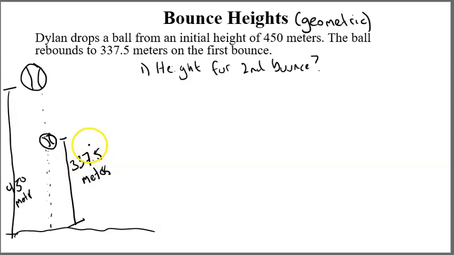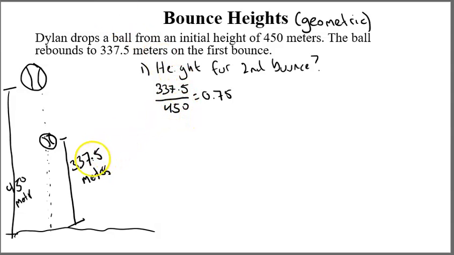To do that, I'm going to take the second height, 337.5, and divide that by the original height. So we're going to go 337.5 divided by 450. That equals 0.75. So that is my multiplier.